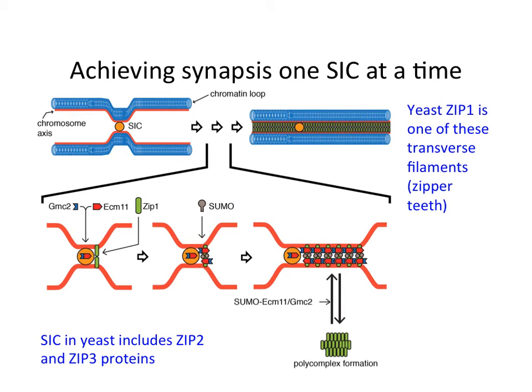The synapsis initiation complex has a bunch of different proteins in it. In yeast, it includes ZIP2 and ZIP3. So one of the problems with yeast is all the proteins and genes are named after their function, and so you get ZIP1, ZIP2, ZIP3, ZIP4, ZIP20 probably. They're all different proteins, they do different things, they just have very similar names. So the ZIP2 and ZIP3 proteins are found in these synaptonemal initiation complexes. And ZIP1 goes the whole length of the synapsed chromosomes.